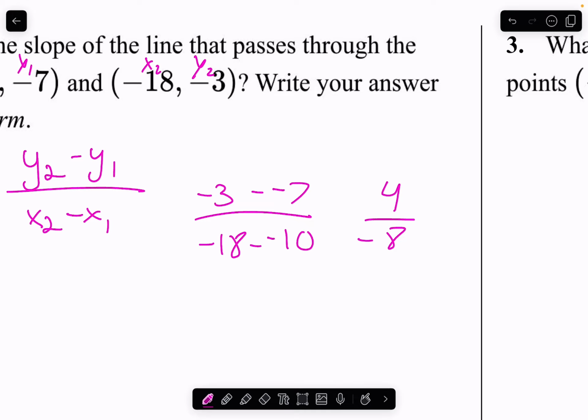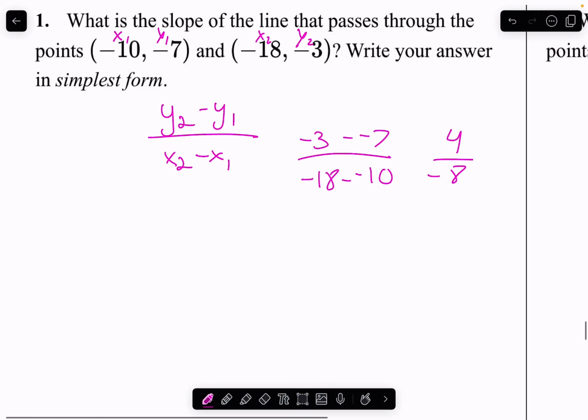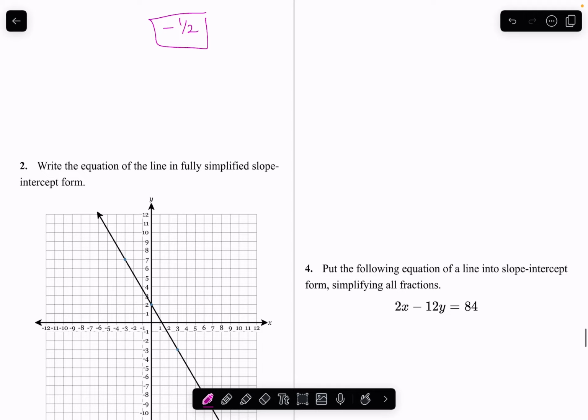Now notice they want it in simplest form. So just reduce the fraction. We end up with negative 1/2.